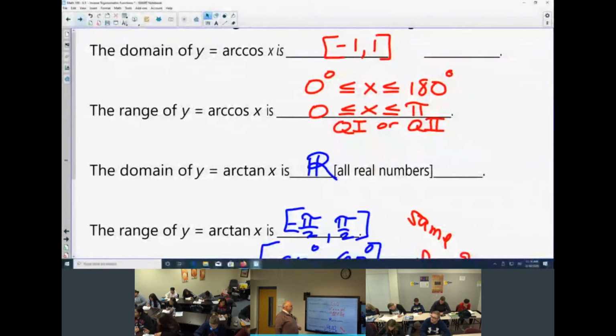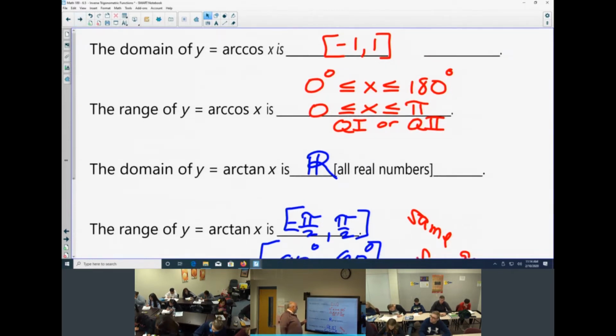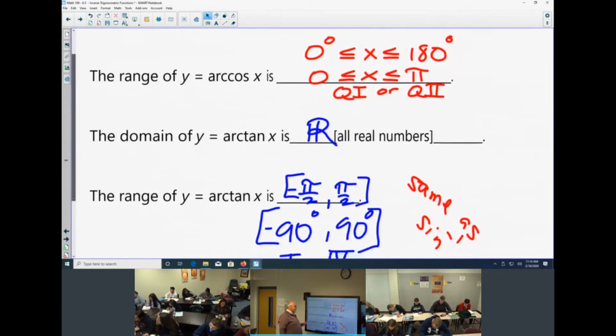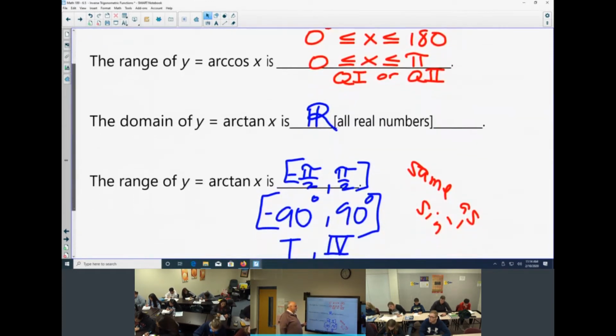The domain of the arctangent of x is R, the bold R that represents all real numbers. The range of the arctangent is -π/2 to π/2, -90 to 90, quadrant 1 and 4. The same as the inverse sine.